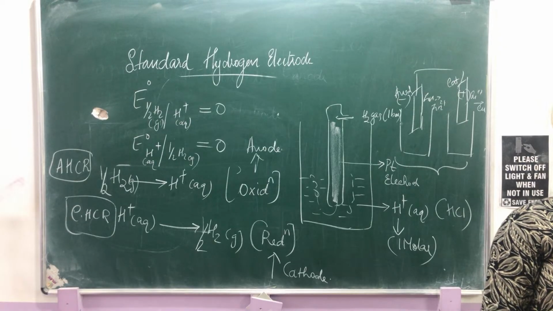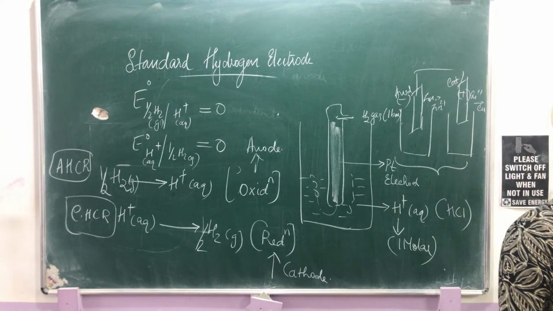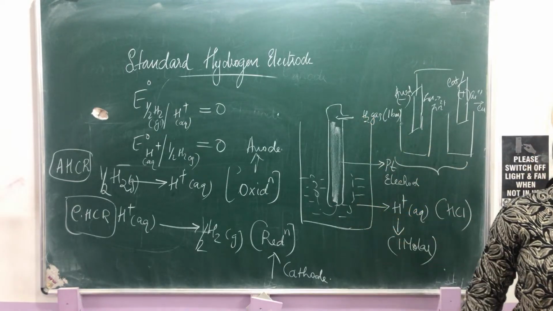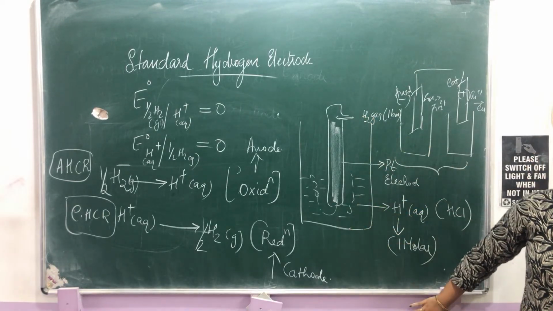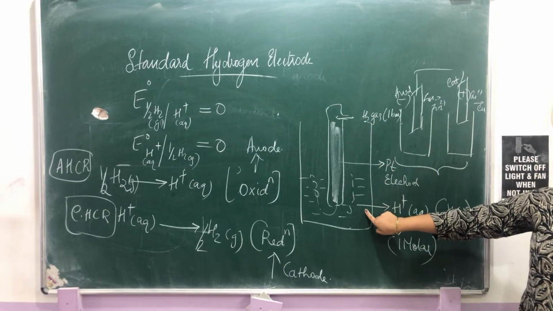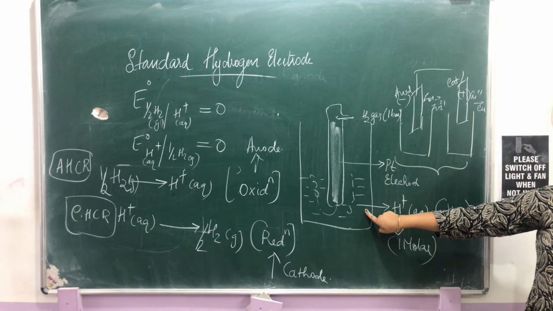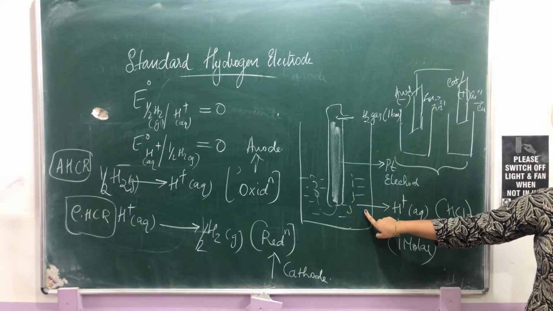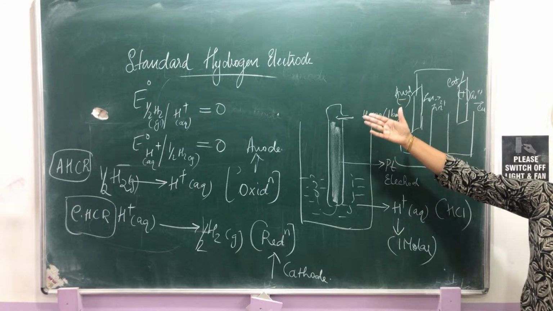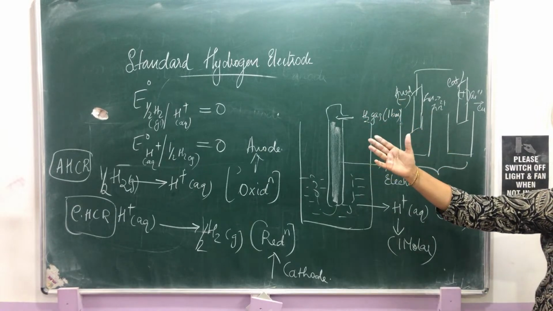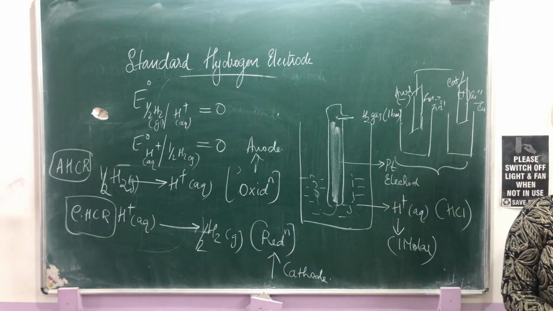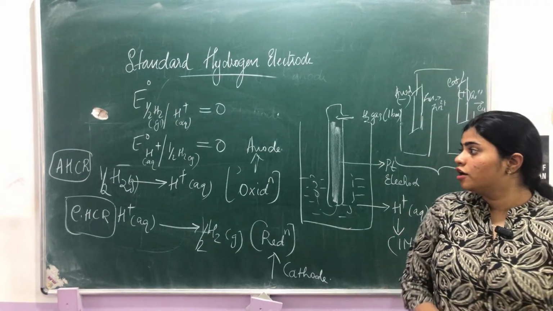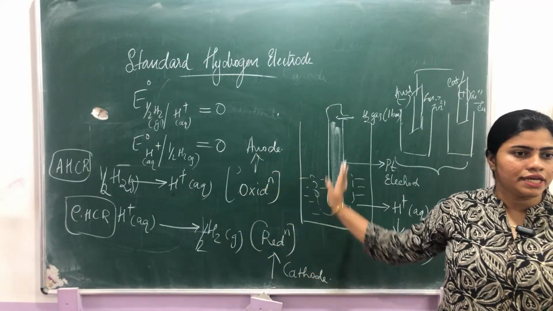Now who acts as a cathode and who acts as an anode? Two things happen. One is hydrogen gas getting converted into H plus ion. H2 getting converted into H plus, is it oxidation or reduction? Oxidation. So oxidation means it acts as an anode. Now H plus getting converted into H2 is reduction, so it will act as a cathode. Always remember: red cat and ox. So is this clear about SHE?